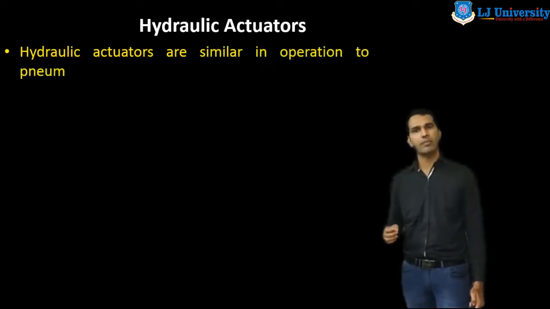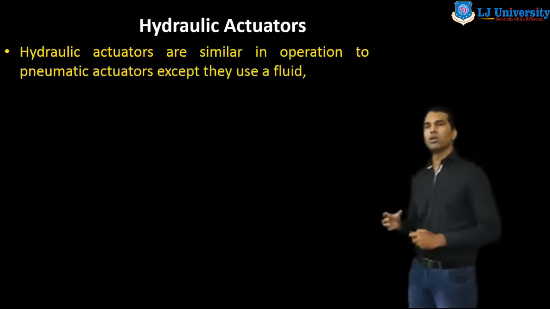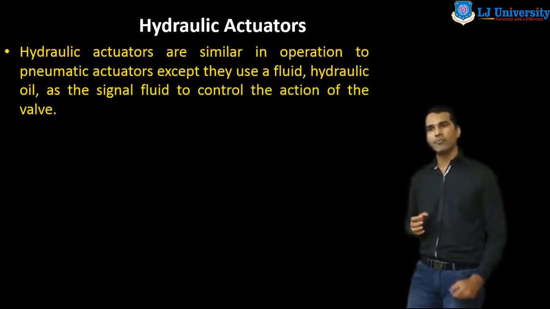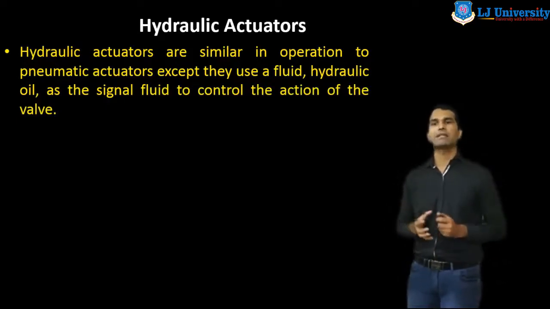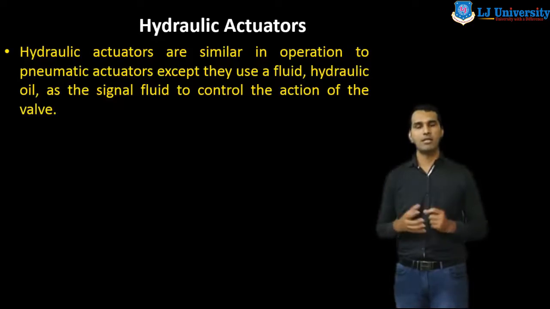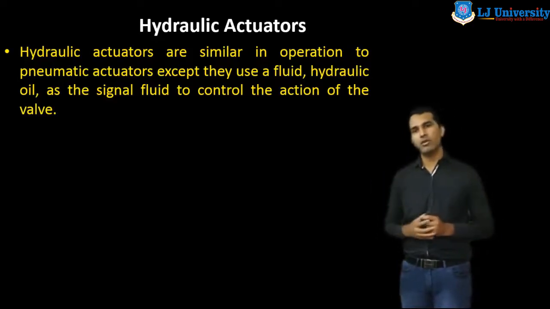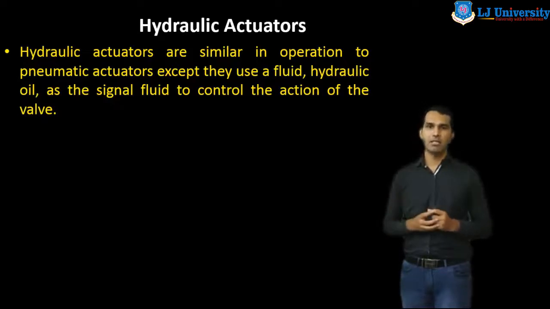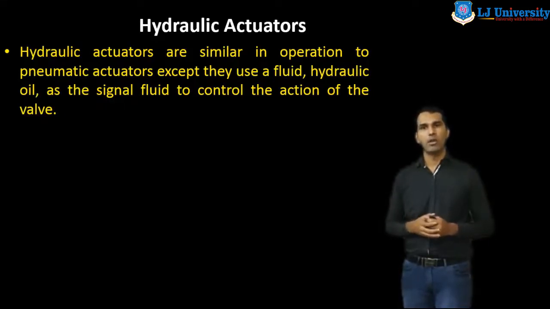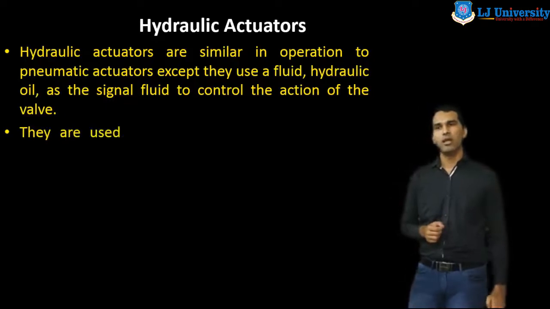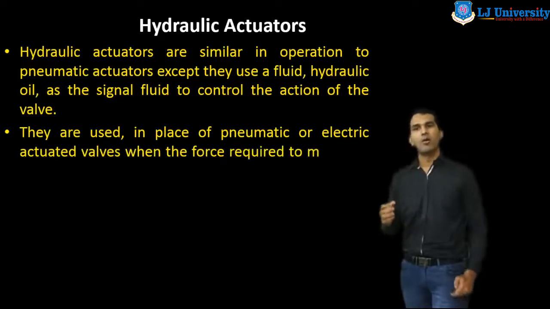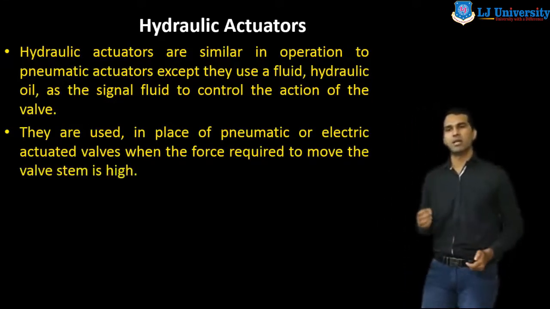And the last type of actuator is the hydraulic actuator. Hydraulic actuators are similar in operation to pneumatic actuators, except they use fluid, hydraulic oil, as the signal fluid to control the action of the valve. The difference is that the pneumatic actuator uses air and gas to control the action of the valve, and the hydraulic actuator uses hydraulic oil. They are used in place of the pneumatic or electric actuator when the force required to move the valve stem is high.